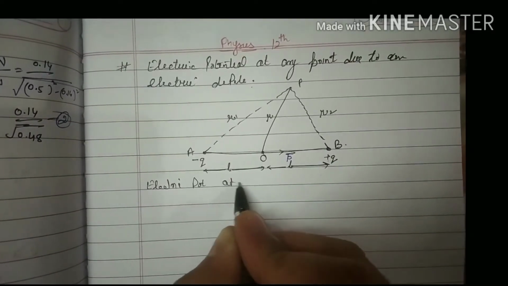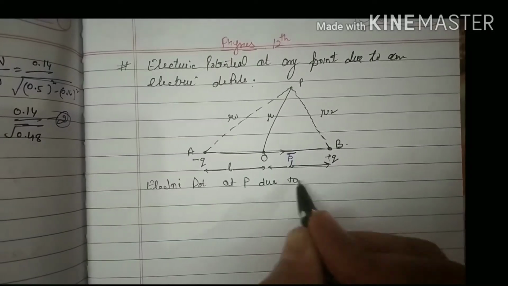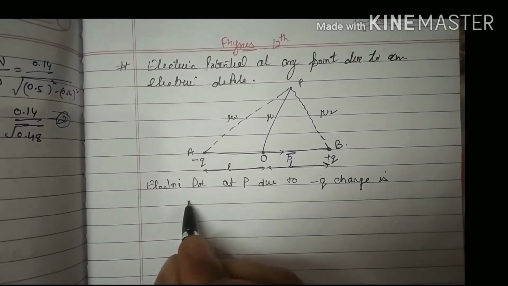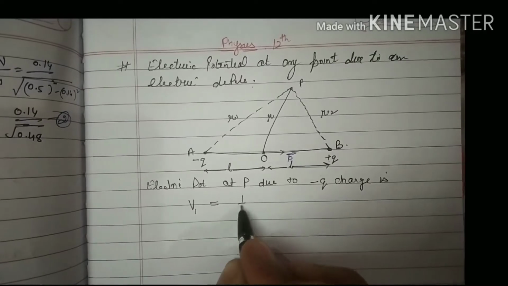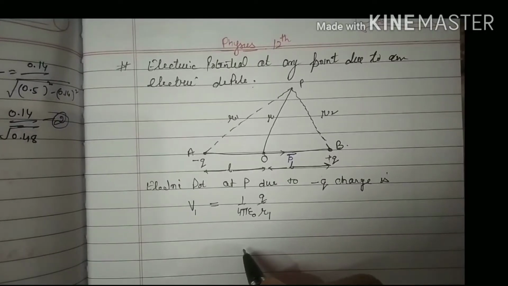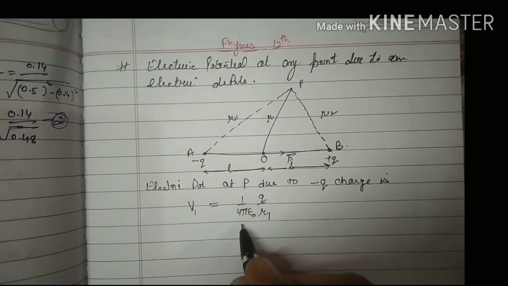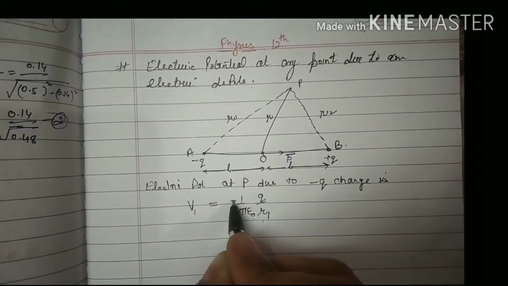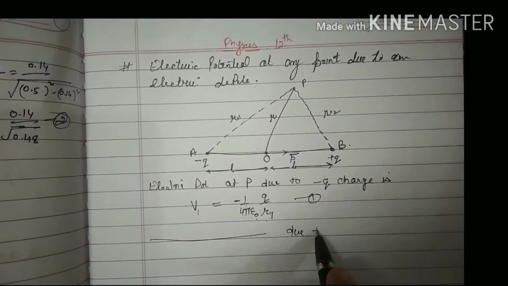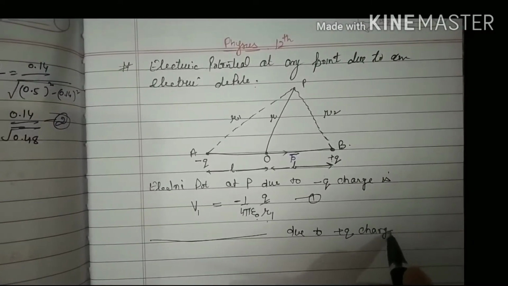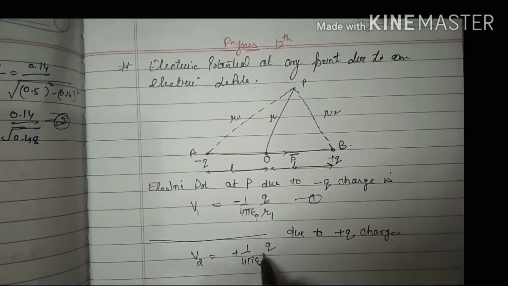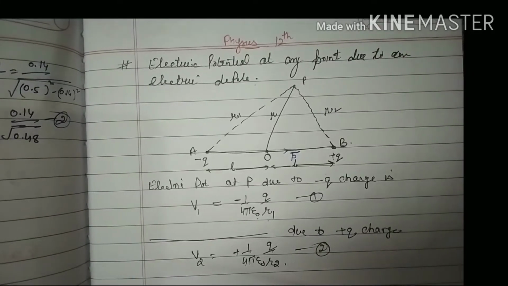Now the electric potential at P due to the minus q charge is V1, equal to 1 upon 4 pi epsilon naught into q upon R1, because we know that the electric potential due to a point charge is 1 upon 4 pi epsilon naught q upon R, but the charge is negative, so the potential will also be negative. Equation number 1. Similarly, due to the plus q charge, it is V2, which is plus 1 upon 4 pi epsilon naught q upon R2, because the charge is positive. Equation number 2.